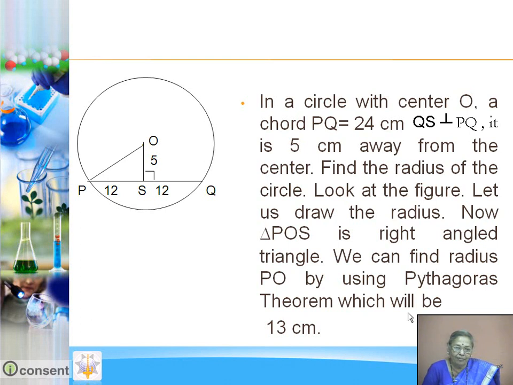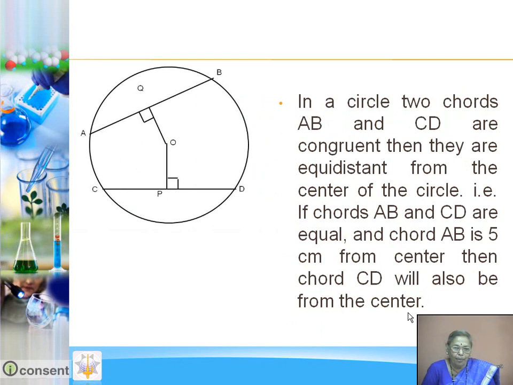See another figure. Here, two chords are drawn. Measure its length. What is the length of these two chords? Both the chords of the circle are congruent. They are equal in length. Now measure the perpendicular distance of both chords from the center. What did you find? You will find that congruent chords are equidistant from the center of the circle.